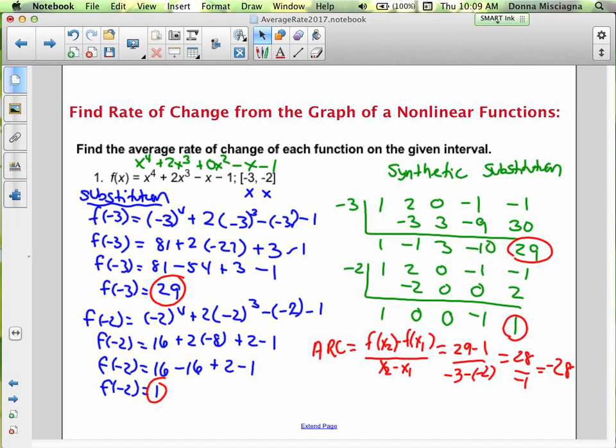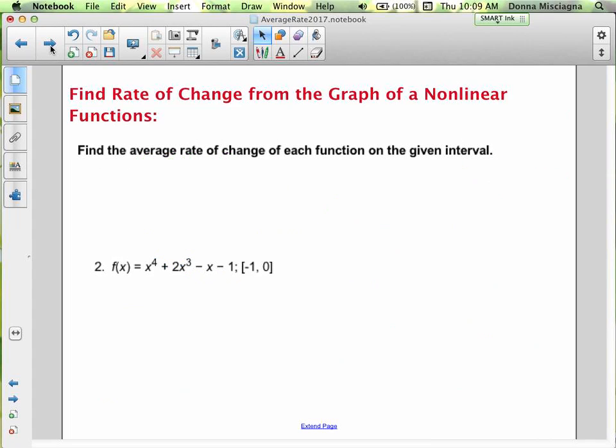Okay. Now synthetic substitution only works with the polynomial functions, but they're the ones that take the longest to evaluate. So that's okay. So you can't use synthetic substitution if it's not polynomial. This one's polynomial. This time I'm just going to do synthetic substitution. I'm not going to do it two ways. I just did that on the last one. All right, so I'm going to use synthetic substitution, and these are our two x values.